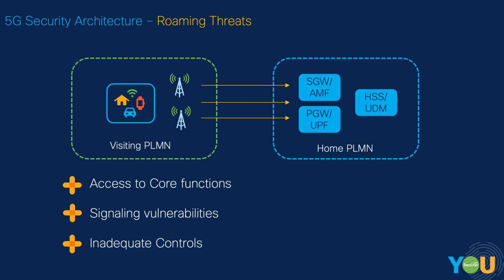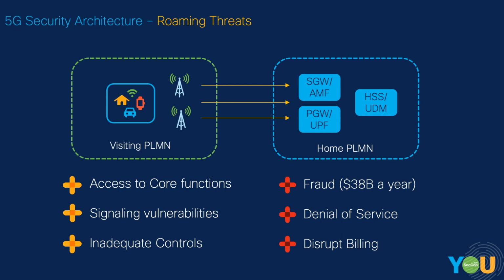It used to be SS7 before, now it's GTP and Diameter. Many times the controls that are put on these interfaces are inadequate. Many times we've seen that. And the impact that it causes, right? The first one is fraud. And if you look at the number, it's $38 billion a year. That shows you how juicy this interface is for attackers, right?